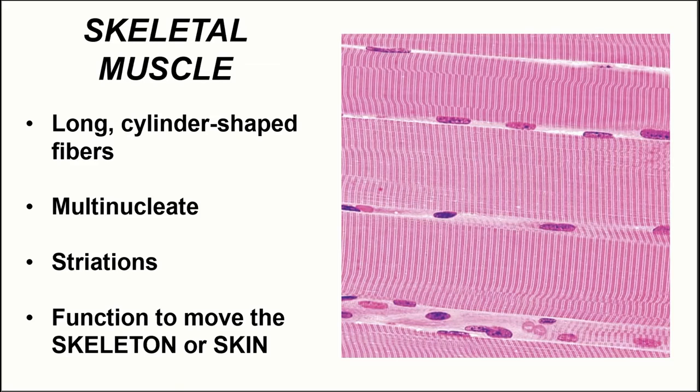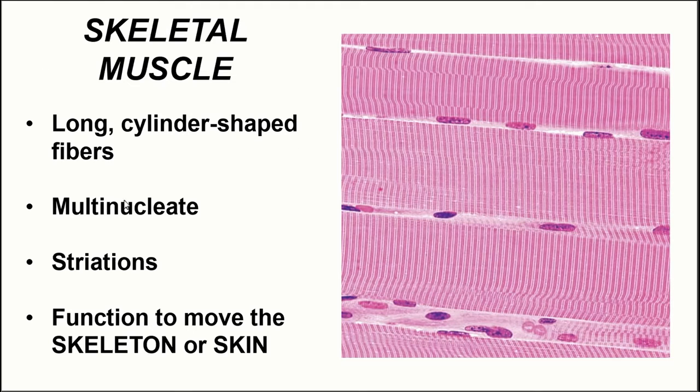So skeletal muscle cells or fibers tend to be long and cylinder shaped. In this photomicrograph image of some cleared and stained muscle tissue, we see that the entire cell doesn't even fit into the image. We're only seeing part of one cell here, part of another cell here, another one here. These muscle fibers are so long that we can't actually see the entire cell in this microscope image.